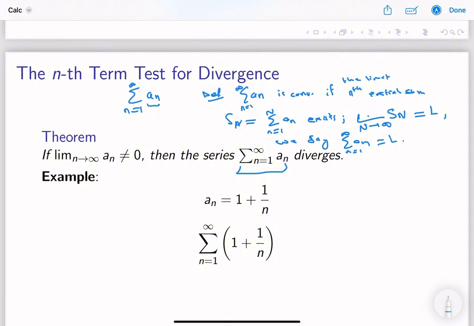So the first theorem we're going to learn is called the nth term test, and the nth term test says the following: if the limit of a_n as n tends to infinity is not zero, if the limit of the summand is not equal to zero, then the series diverges, right? I want to stress something here, because a lot of students make the mistake that they apply it in the opposite way and they apply it wrongly.